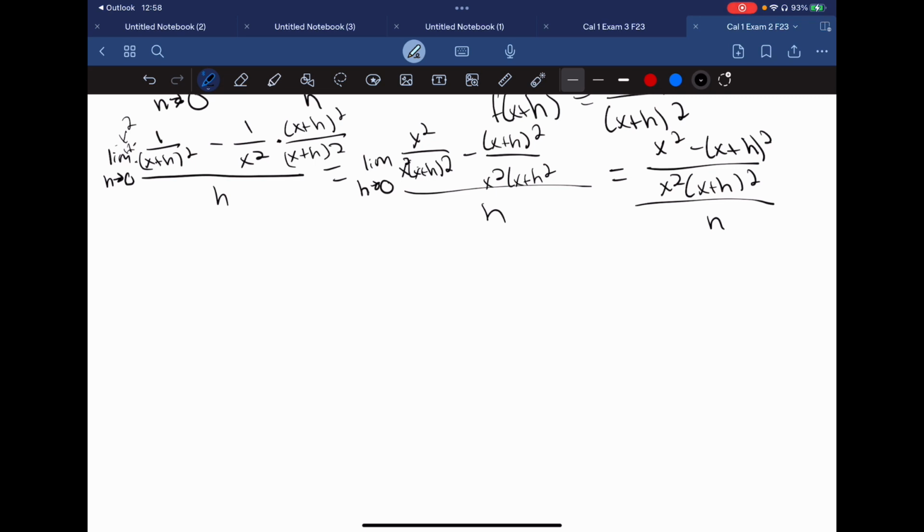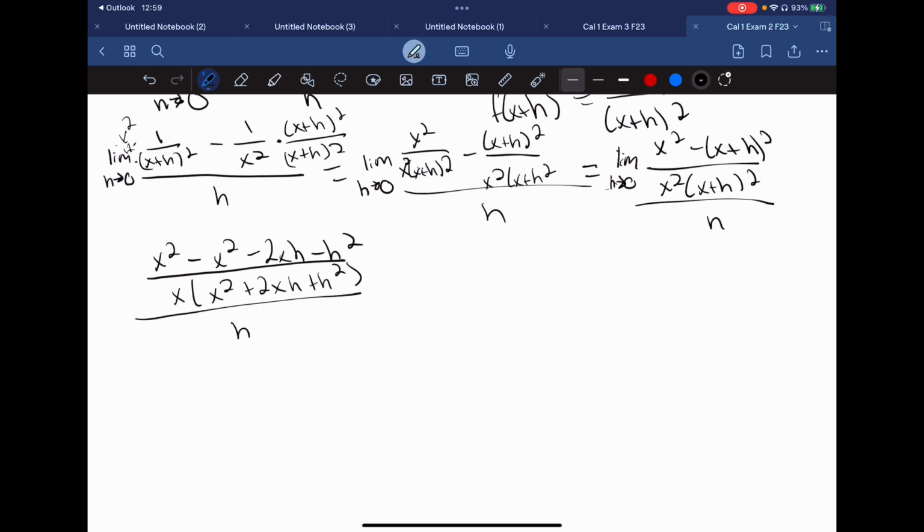So, expanding, let's not forget the limit here. Expanding this out, it's going to be x squared minus 2xh minus h squared. This is going to be all over x squared times the expanded form, x squared plus 2xh plus h squared, and then all of this is going to be over h. And let's not forget our limit because we haven't subbed the limit in just yet. And then now we're going to start canceling out the like terms, so these two are going to cancel.